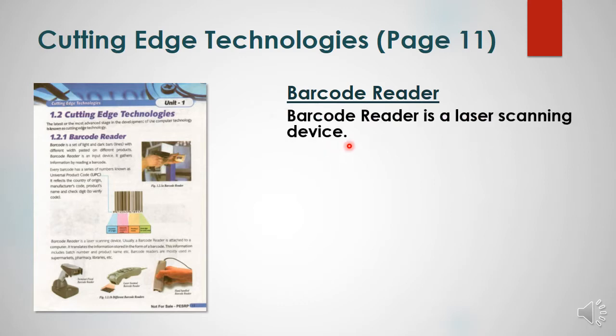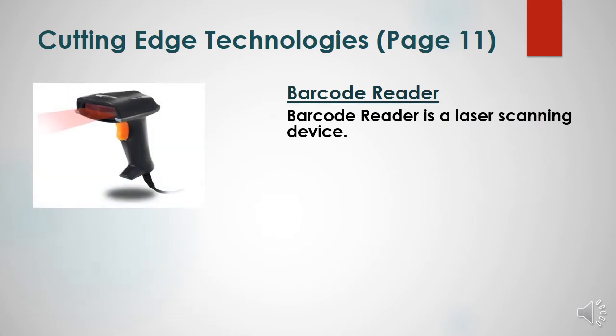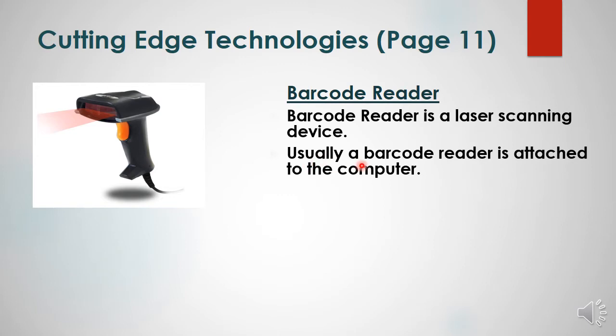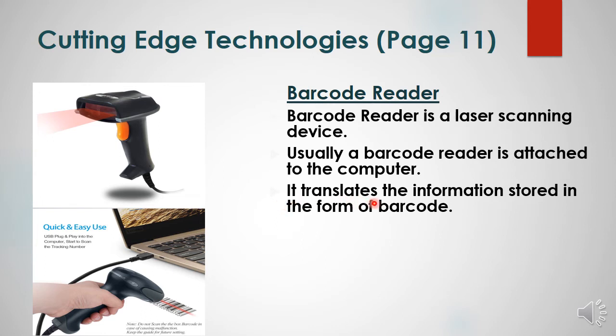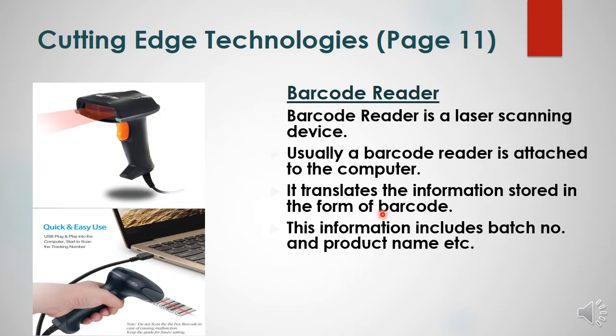Barcode reader is a laser scanning device like this. Usually a barcode reader is attached to the computer, as you can see here. It translates the information stored in the form of barcode. As you have seen, there is an information hidden in barcodes. So barcode reader is used to translate that information. This information includes batch number and product name.